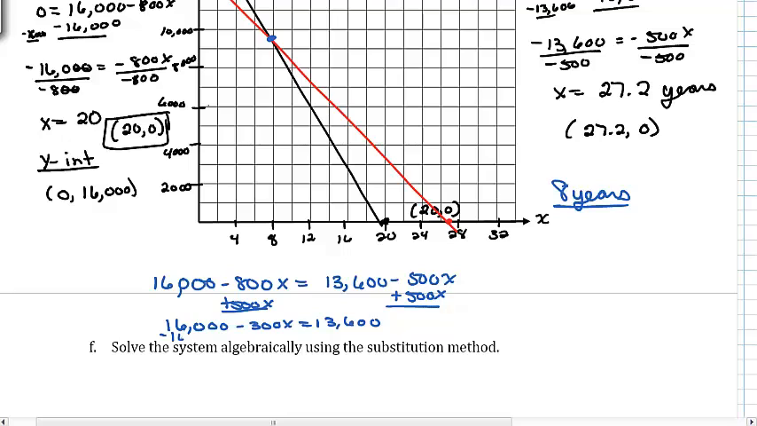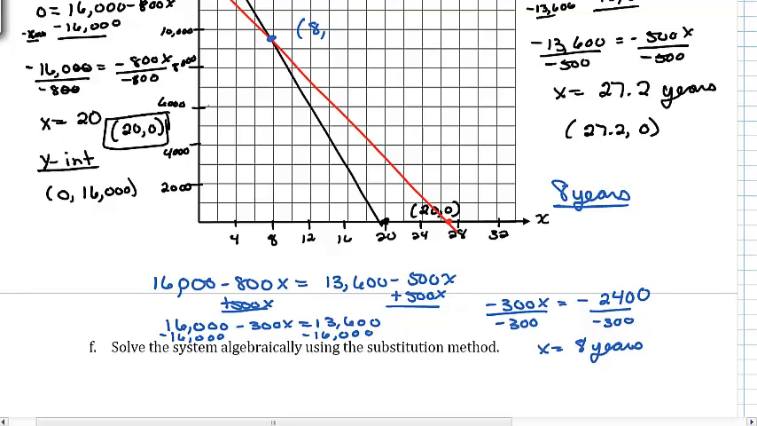And then we're going to subtract 16,000 from both sides. So we'll have negative 300x equals negative, let me check this, negative 2,400. And then we're going to divide by negative 300. And we do get x equals 8. So my guess was correct on that. So my graph isn't too bad, I guess. So it's going to take 8 years.